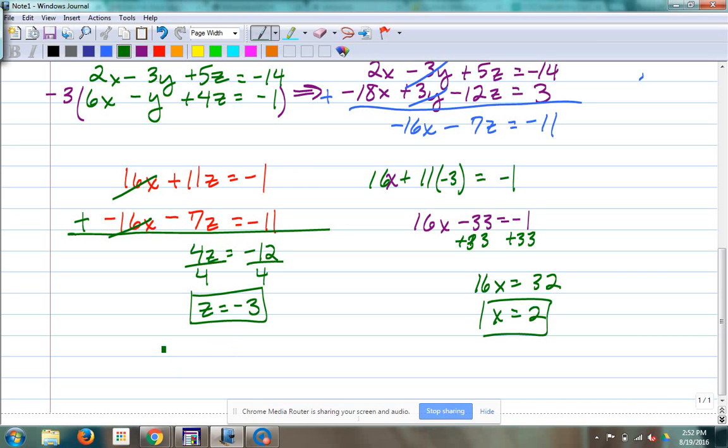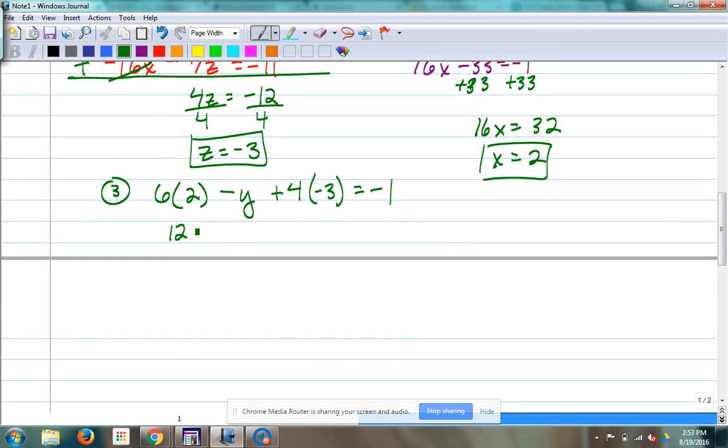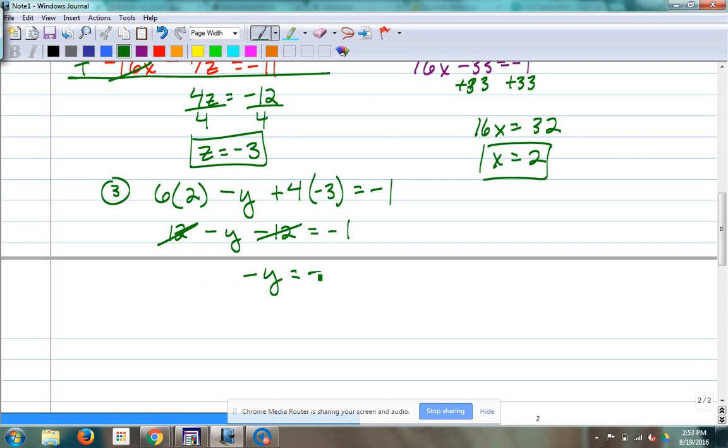So we got 6 times 2 minus y plus 4 times negative 3 is equal to negative 1. That was equation number 3 that I went into there. It doesn't matter which of the first 3 you use. Plug it in, work that out, so that's 12 minus y minus 12 is negative 1. These cancel each other out. Negative y is equal to negative 1. So y is equal to 1. 12 minus 12 is 0, so it cancels out. And that's okay.